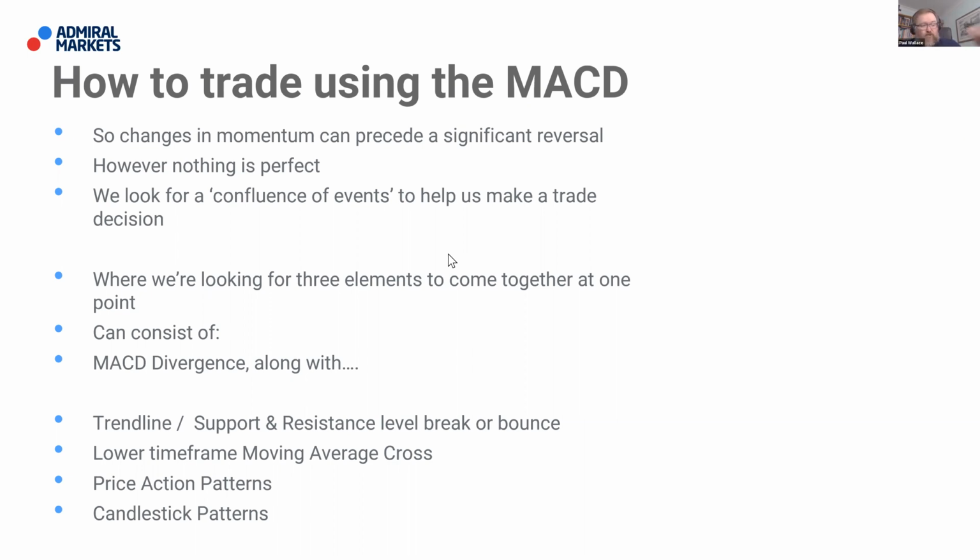I've talked about confluence of events throughout, probably from the first webinar I ever delivered here for Admiral Markets. It's about understanding a confluence of events. We're looking for 2 to 4 elements to come together at one particular point. That can consist of things like MACD divergence, along with things like trend line or support and resistance level breaks or bounces, perhaps a lower time frame moving average cross, or price action patterns, like bigger price action patterns or even individual candlestick patterns. Once you start to get 2, 3, 4 of these things coming together, along with divergence, that starts to give you the basis of a trade setup, and the opportunity from where to actually take an engagement.